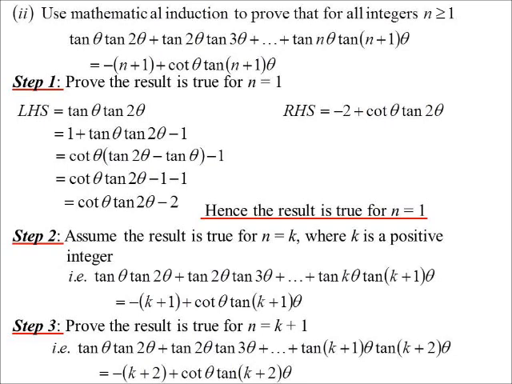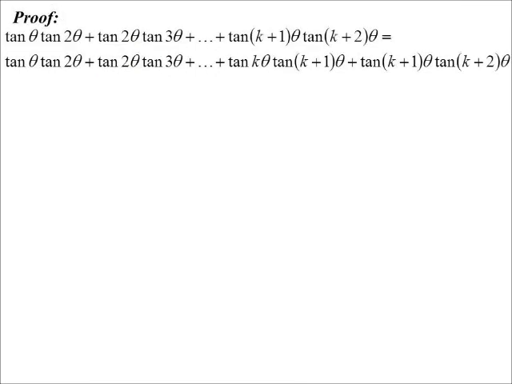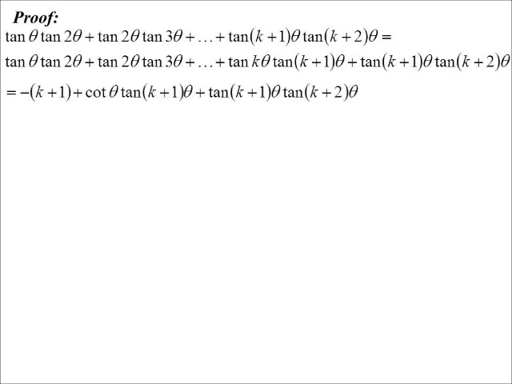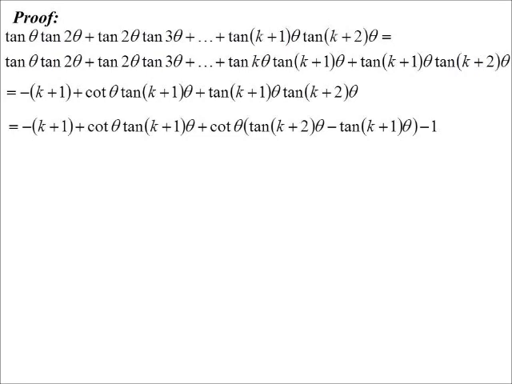But it is a series type, so I'll do it the same way I always do series type. I'll rewrite it so I've got the sum of k and then add the next term, because then I can substitute in my assumption, which is minus k plus 1 plus cot theta tan k plus 1 theta plus tan k plus 1 theta tan k plus 2 theta. Can you see what I've done? I've used that tan-tan relationship again. See the tan-tan at the end? So I've got the cot times the tan minus tan, but of course minus 1, because the actual thing we were proving was 1 plus.